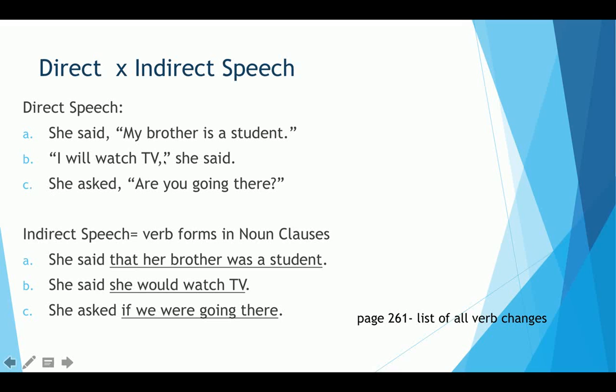I will watch TV, she said. She said she would watch TV. So because you use will in the direct speech, you have to use would in the indirect speech. She asked, are you going there? She asked if we were going there.